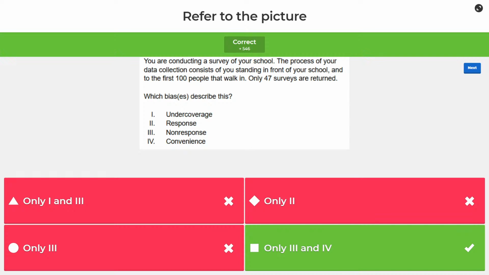And we're also given the answer choices of undercoverage and response bias. And these are not biases found in this procedure because the definition of an undercoverage bias is when members of a population are inadequately represented by your sample. Well, this could be true, but it's more accurate if you put convenience bias because it's just more specifically what it is.